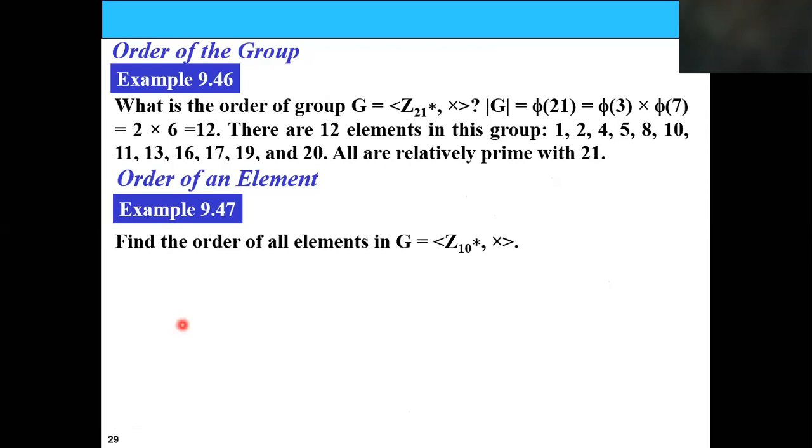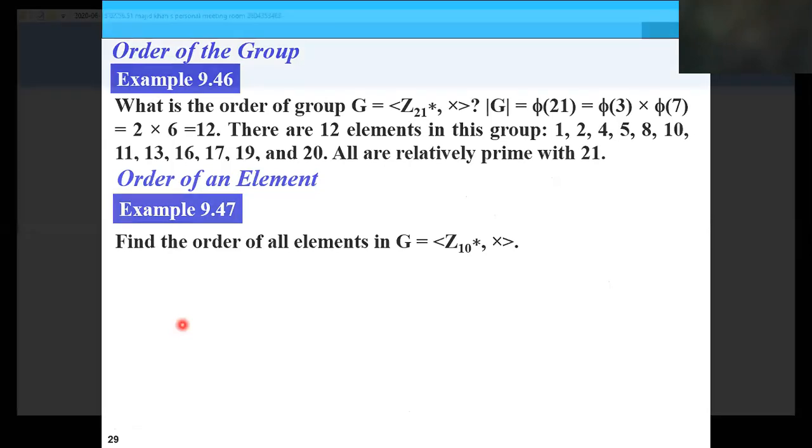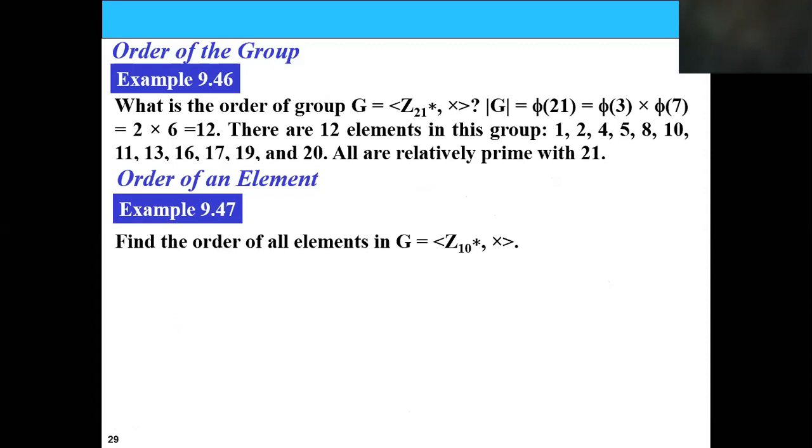So what is the order of a group? Basically, the order of a group is fundamentally the number of elements in the group. So the group Z21 star under multiplication modulo has order phi of 21, and phi of 21 can be written as a product of phi of 3 and phi of 7. 3 and 7 are relatively prime, so we separately apply phi of 3 into phi of 7, so 2 into 6 is 12. There are basically 12 elements in this group.